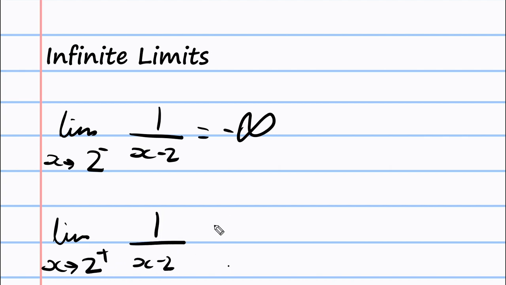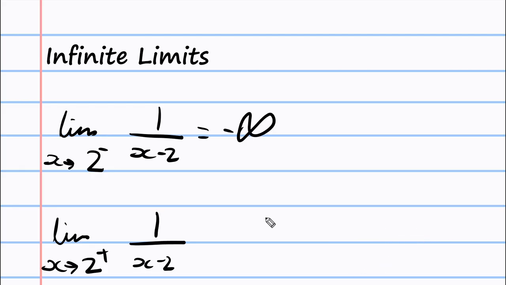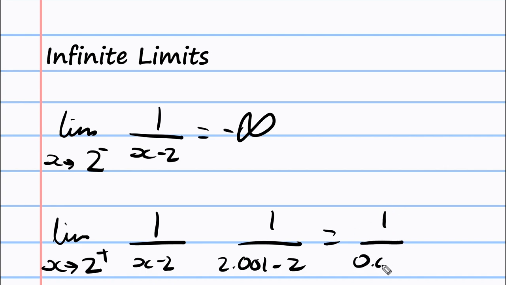We can apply the same logic to evaluate the right-hand side limit of 1 over x minus 2. So let's plug in values of x that are really, really close to 2 but are greater than 2. So you plug in 1 over 2.01 minus 2, you get 1 over 0.01, which equals 100. If you plug in even closer values of x, like 1 over 2.001 minus 2, that's going to equal 1 over 0.001, which is equal to 1000.